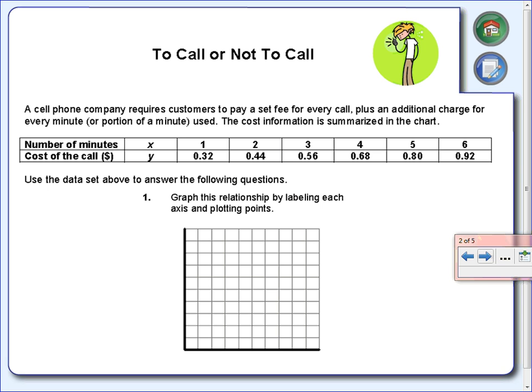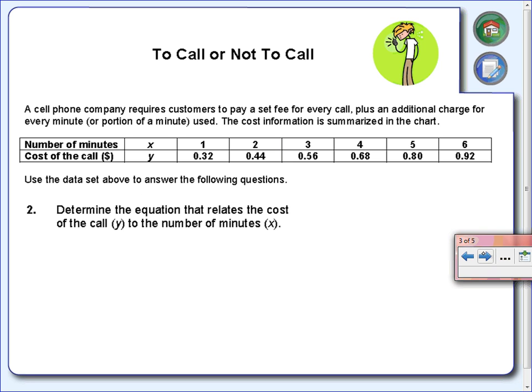If you want to count by ones, that's fine. If you want to count by twos, make sure it goes with the data. Just make sure you can fit all of these points on your paper. Once you've got the scatter plot, you're going to go to number 2, which is to determine an equation that would relate these x and y values. How you do that is going to be up to you. I'm not going to say anything just yet.